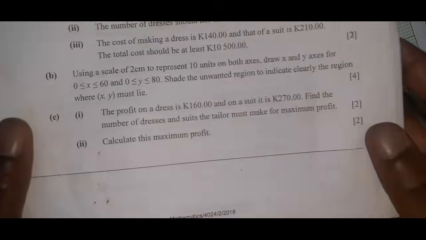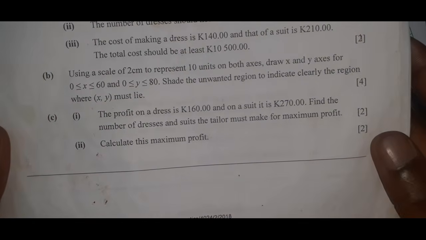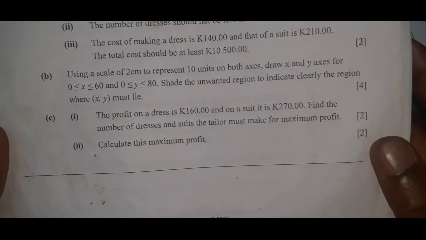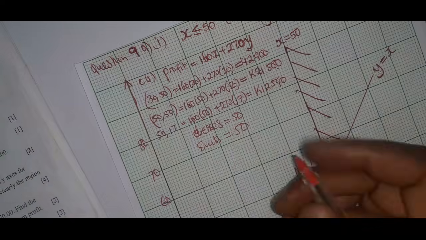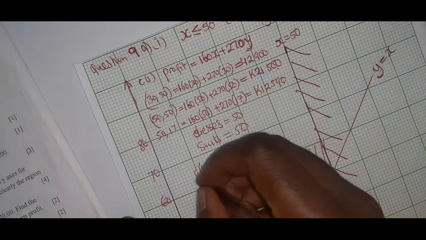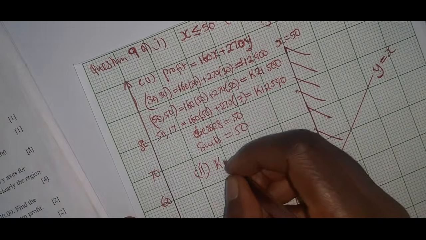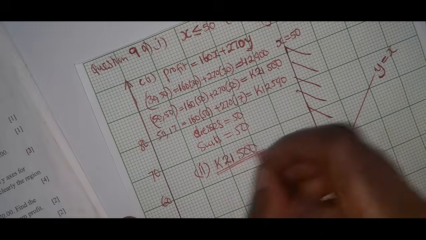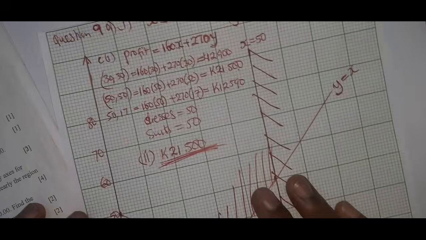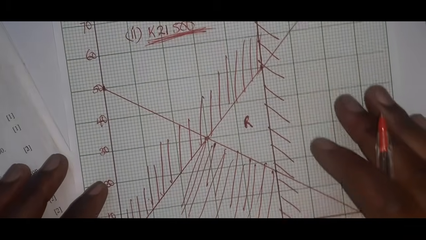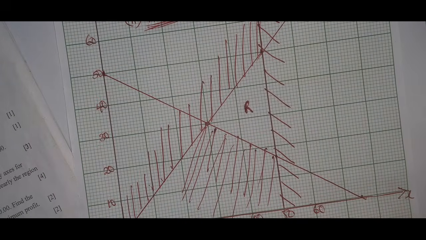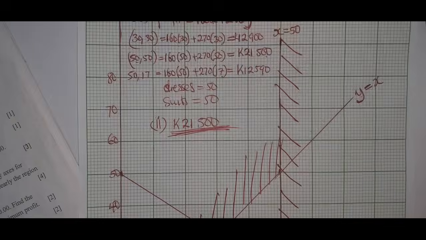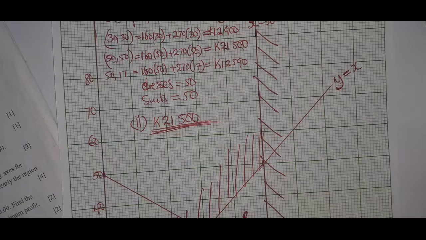Okay? Then the last question is calculate this maximum profit. What is this maximum profit? This maximum profit is this same one that we got here, the highest amount, 21,500. That's what you are supposed to get here. And these are the answers to this question. So we can move on to question 10.